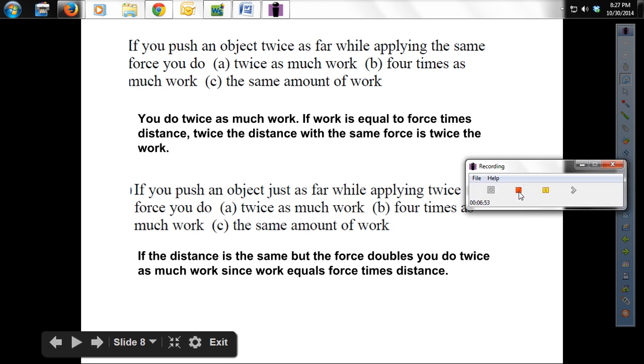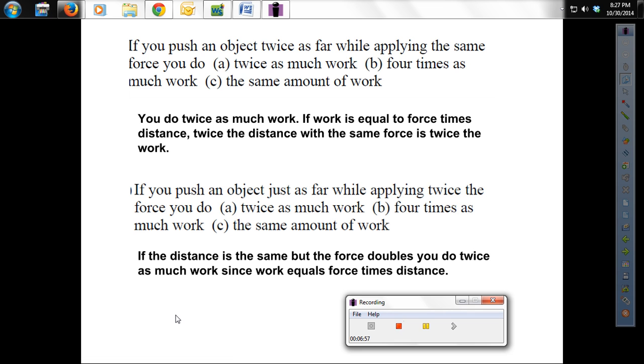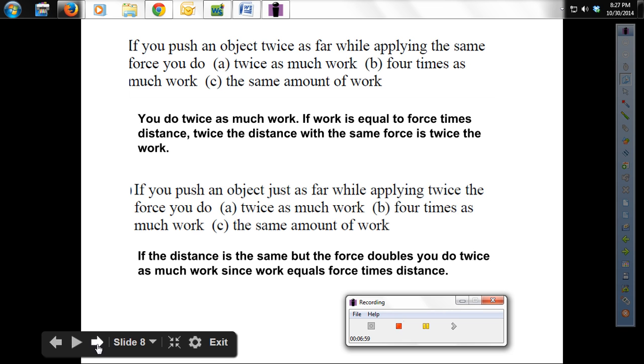Okay. So let's look at this one. It says if you push an object, that's the ones that we just already did. Way to go, Miss Walker. Okay. So we've already worked through those.